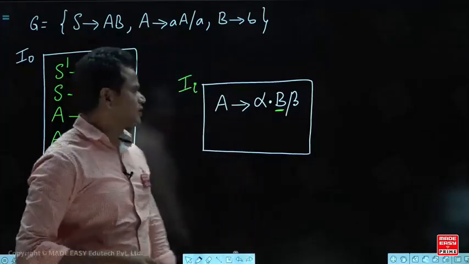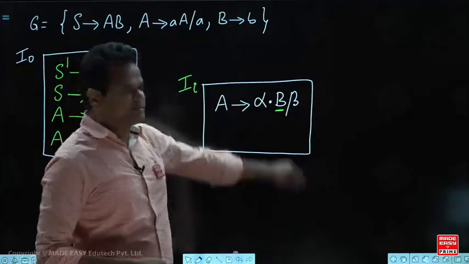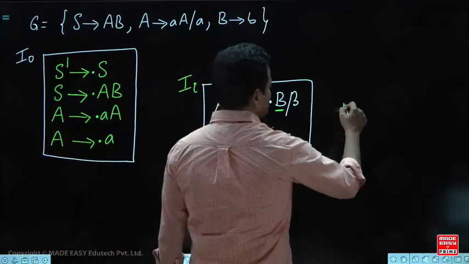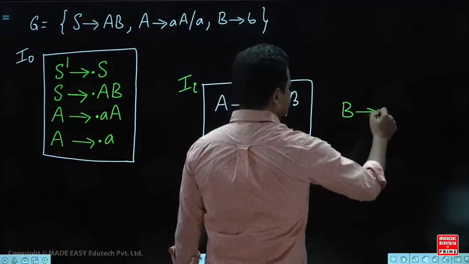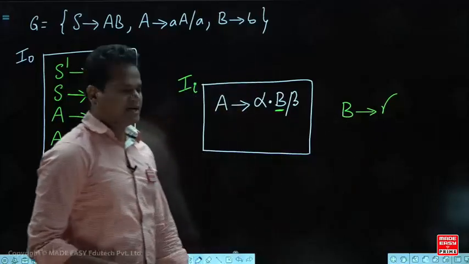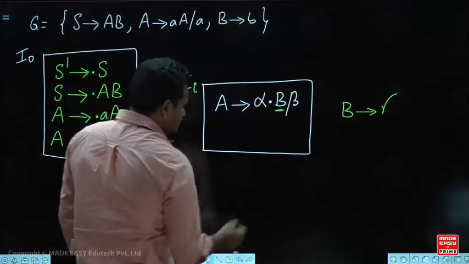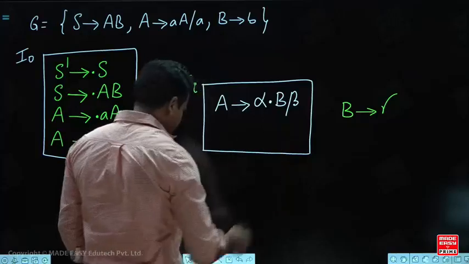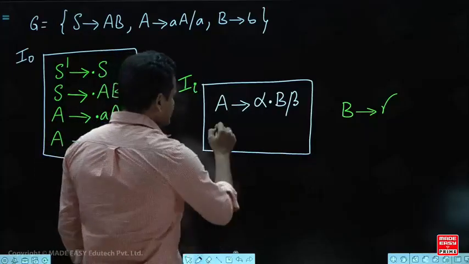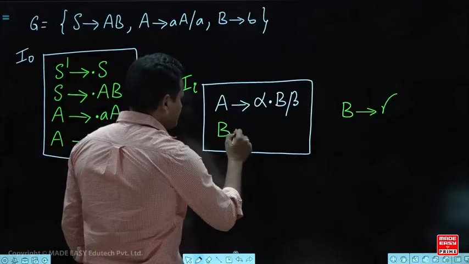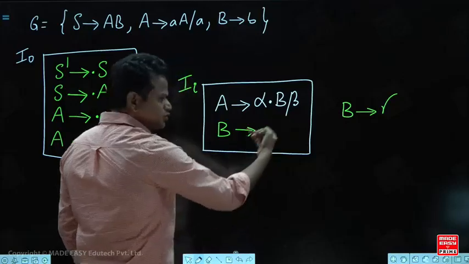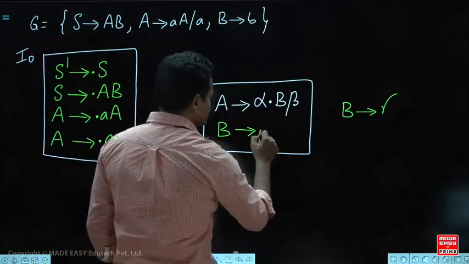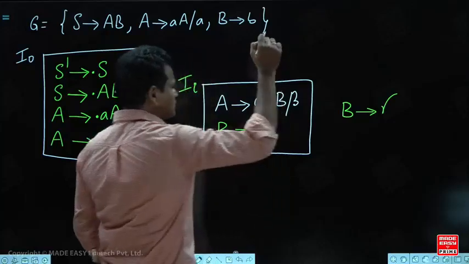A → α·Bβ. The shift symbol is B, and it is a non-terminal. Suppose B has a production like this: B → γ. Because after the dot the shift symbol B is a non-terminal, we must add every production of B. If B has two productions, you have to add two items. If B has 100, you must add every production of B by placing the dot at the start.